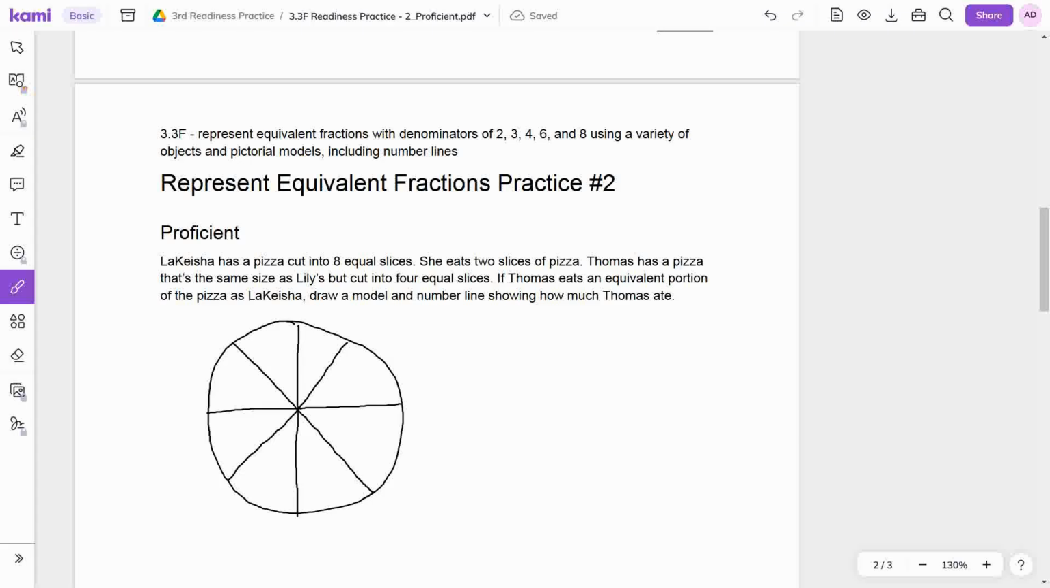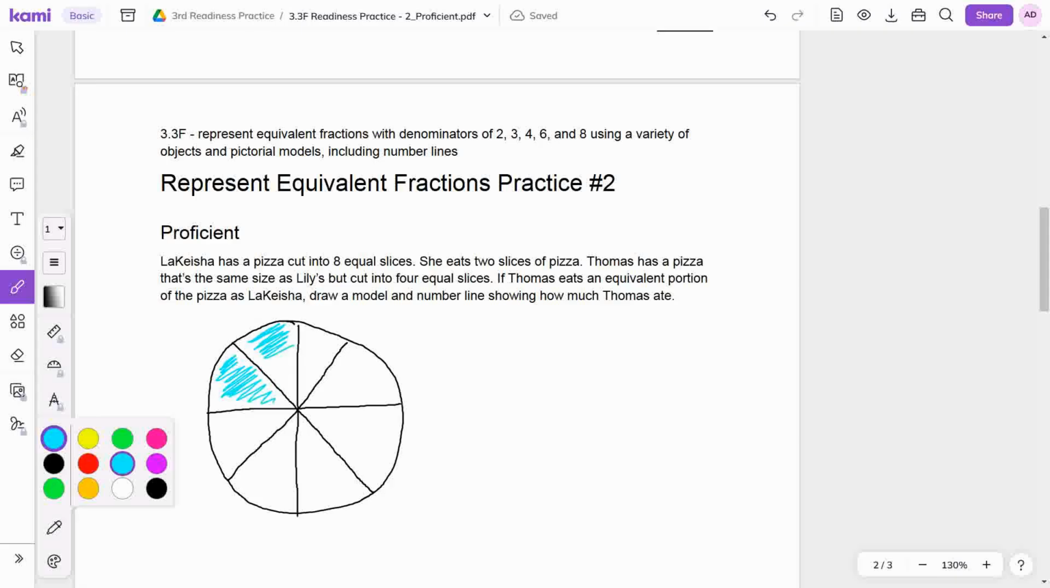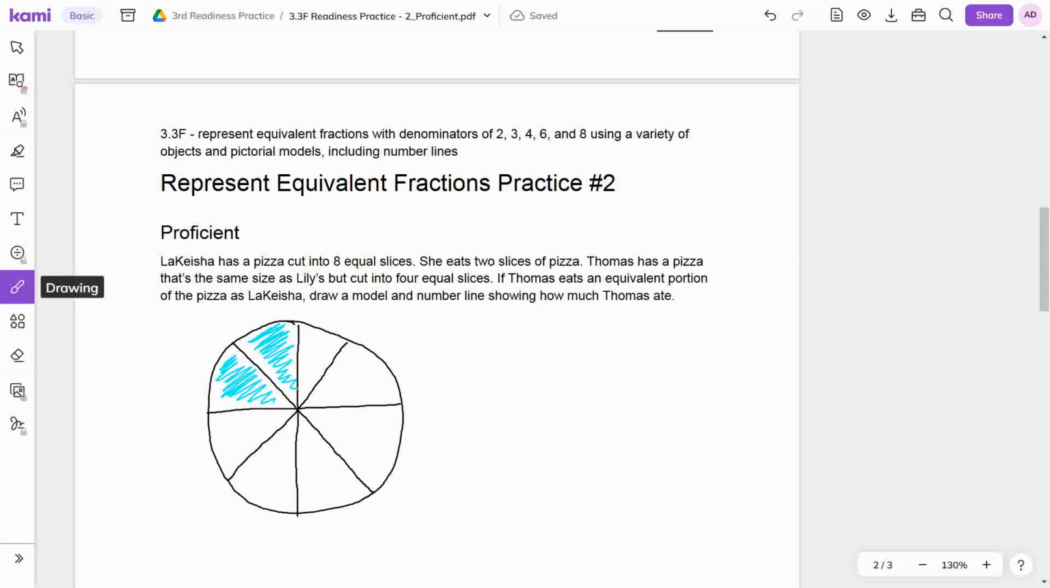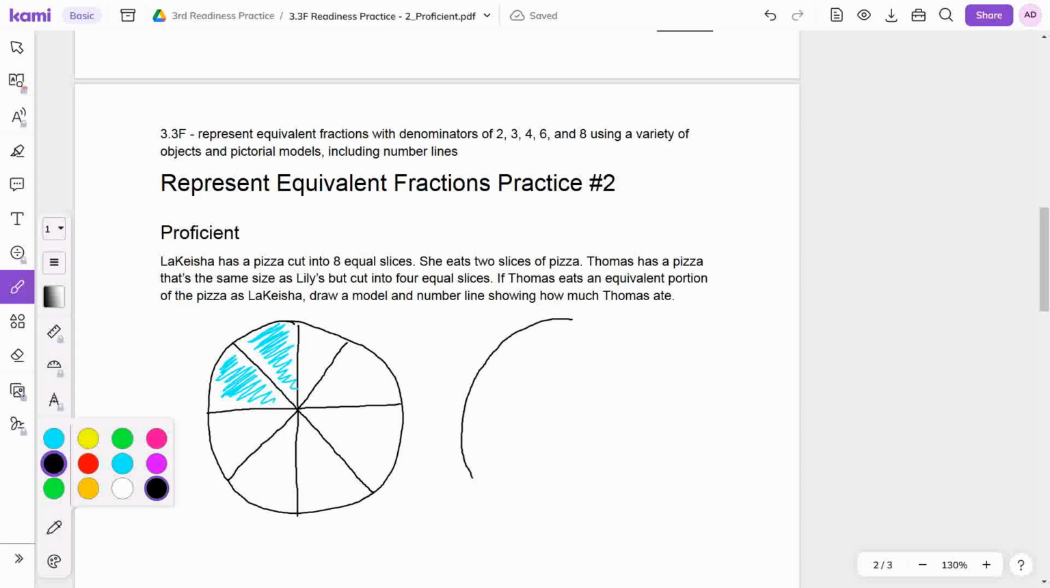She eats 2 slices. So she's going to eat this slice, and then she's going to eat this slice. Thomas has a pizza that's the same size as Lakeisha's, but cut into 4 equal slices. All right, so let's see if we can make another pizza. Try to make it as large. And since I've got 2 different pizzas, let's go ahead and label these. That's Lakeisha's pizza. This is Thomas's pizza.